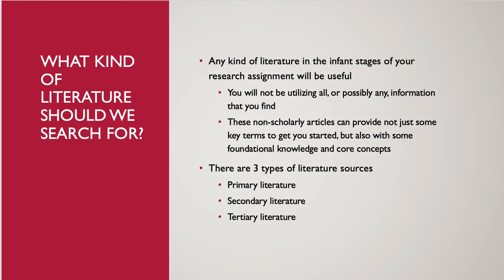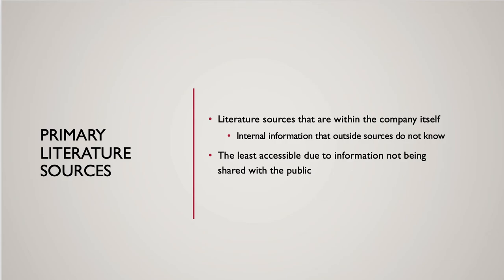There are three types of literature sources: primary, secondary, and tertiary literature. Primary literature sources are sources that are within the company itself. So this is internal information that outside sources do not know. This is the least accessible due to information not being shared with the public. So this kind of information will be internal reports produced for just employees, not even for the board of the company or the stakeholders.